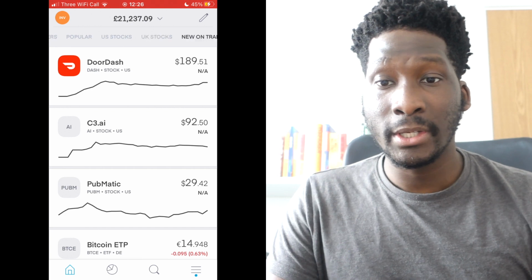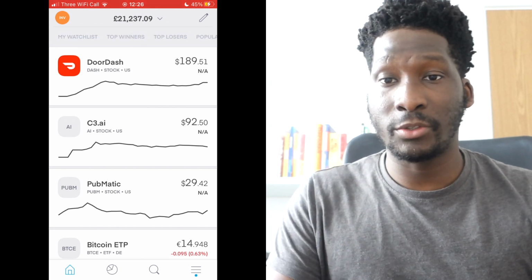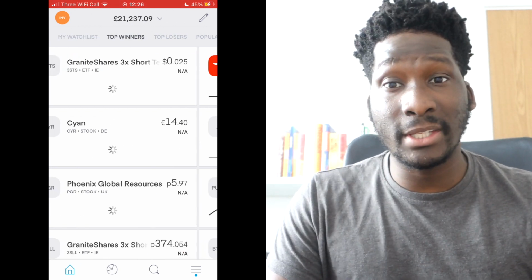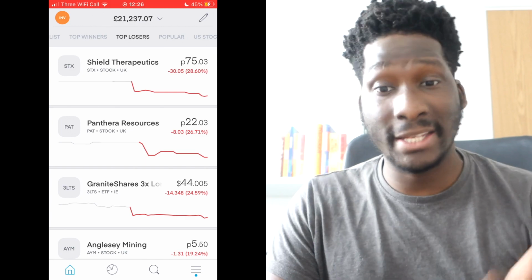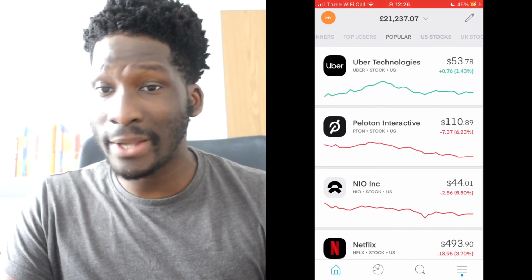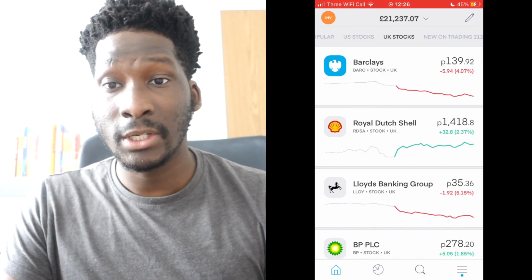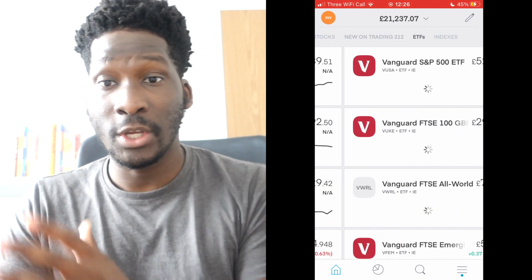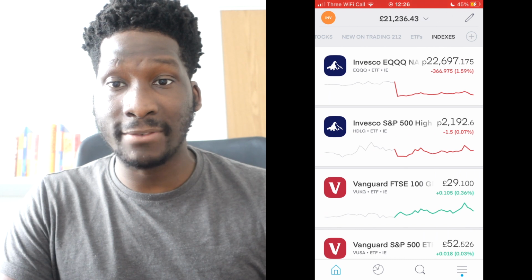What I also love about this app is just right at the top, they've pretty much spelled things out for you. So you can look at what we call top winners. These are people who've done well over the last few days. You can also look at top losers. These are companies that have taken a hit. You've got popular, you've got US stocks, you've got UK stocks, you've got companies that are brand new to trade in 212. Then we've got ETFs and indexes.